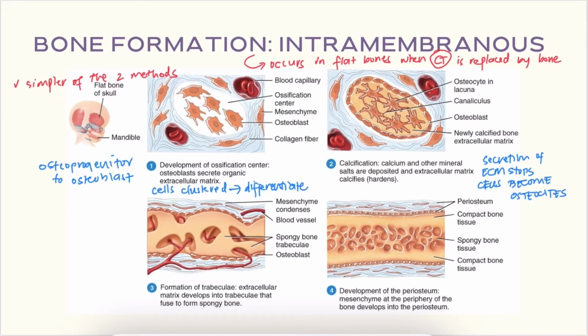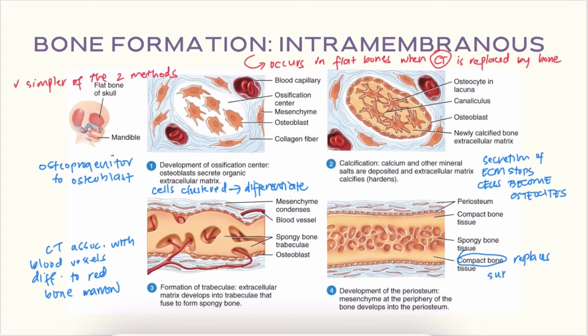The third one: our connective tissues that are associated with blood vessels in the trabeculae will now differentiate into red bone marrow. If we look at the diagram, number 3 is the formation of trabeculae. Our ECM develops into trabeculae that fuse to form the spongy bone. And the fourth one is the development of the periosteum. A thin layer of compact bone replaces the surface of the spongy bone, and the spongy bone will remain in the center.